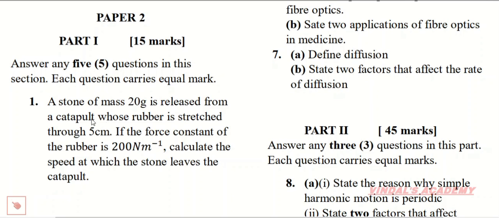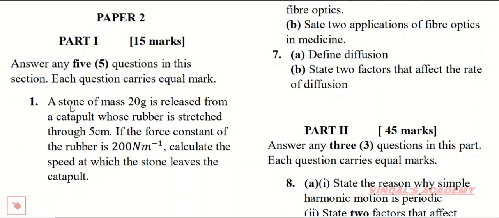All right, in number 1, remember from number 1 to 7, the physics question will always say answer 5 questions out of the 7, and each of them carries 3 marks. And I am going to be doing justice to each of them from number 1 to 7. All right, let's see how we go to number 1.